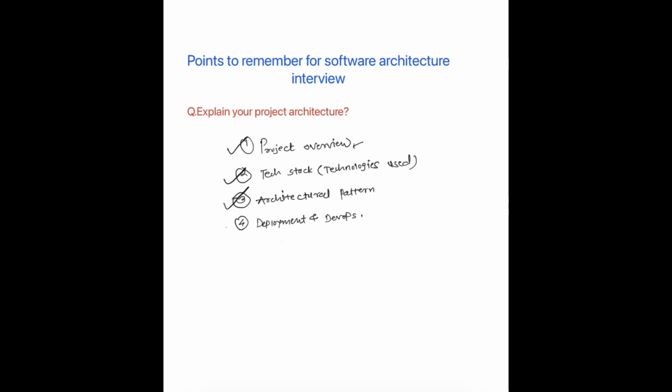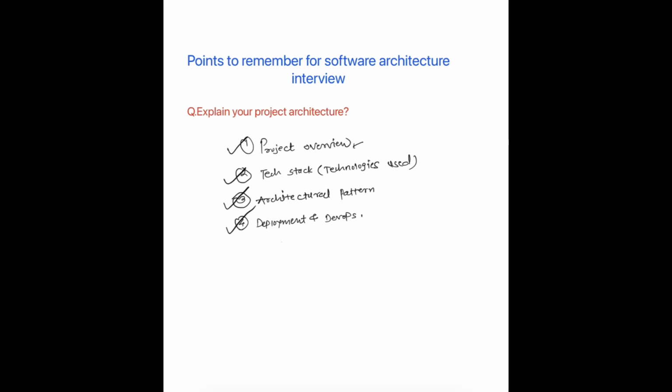Next, the fourth point is deployment and DevOps. This is the last stage of your application: when the application is completed, how you deployed it and how you are delivering the work. You can mention how the system is deployed, which CI/CD pipeline tools you used, and whether there is any scaling mechanism. Those are points you need to keep in mind.